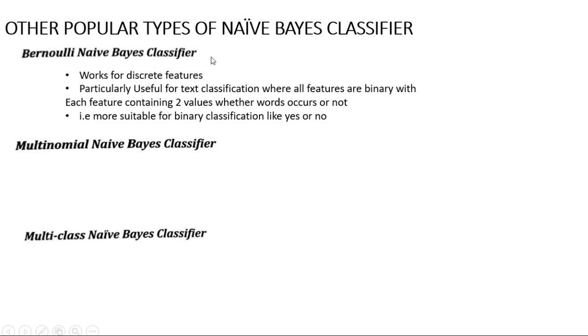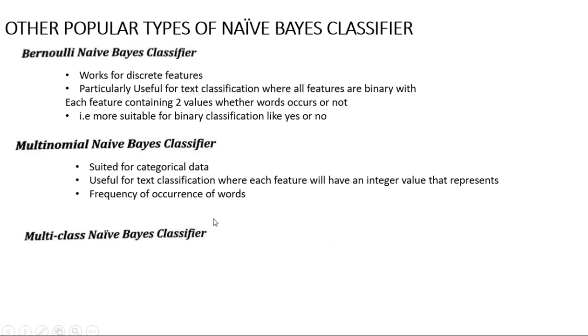The Bernoulli naive-Bayes classifier works specifically for discrete features, and hence it is more useful for text classification where all the features are binary. That is, you will classify the feature into either of two values, let's say the word will occur or not. So you use the Bernoulli naive-Bayes classifier primarily for binary classification. If I am using this for text classification, I can finally say whether the word will occur or not, yes or no. So for binary classification, I can use the Bernoulli naive-Bayes classifier.